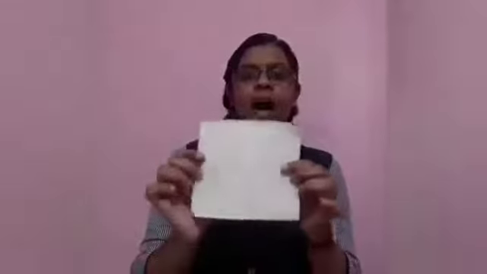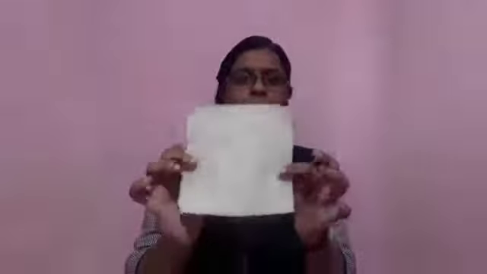Now we are going to do the experiment for absorption. We know the definition of absorption: absorption is the phenomenon in which the adsorbate is entering into the adsorbent. For this experiment we need two materials: a tissue paper and the same ink. This is the adsorbent. Why? This is the surface upon which we are pouring the ink, and this will absorb the ink molecules.